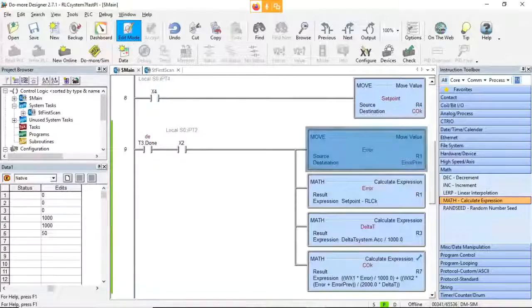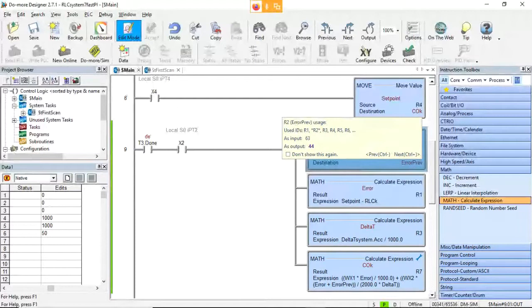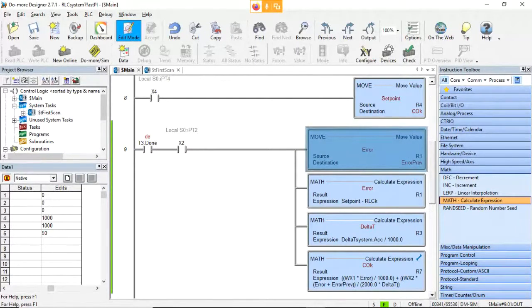When you look at the code here, I've got a move statement, which is moving my error to a value I called error previous. I could have called this 0.2, and I'm going to move 0.2 to 0.1. But notice the done statement here: I only do it when delta t is done, and I also only do it when I turn on the X2 control button.